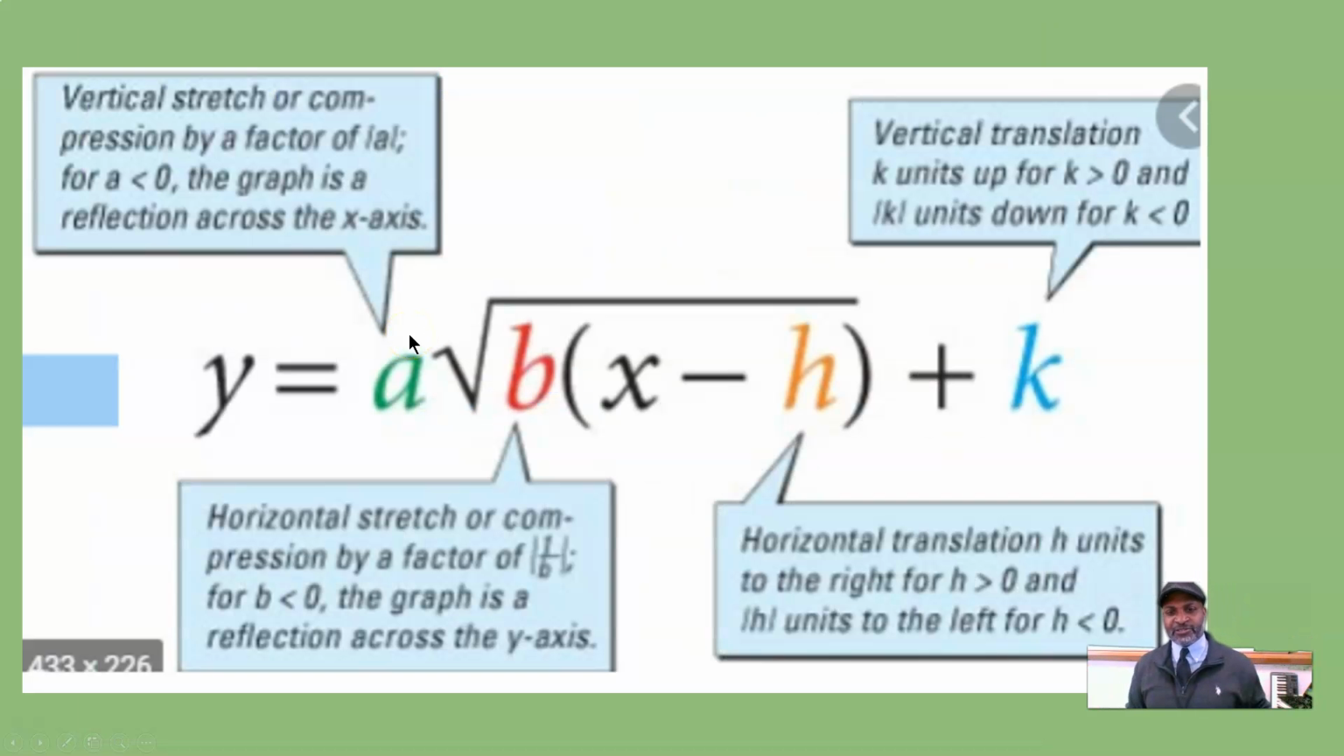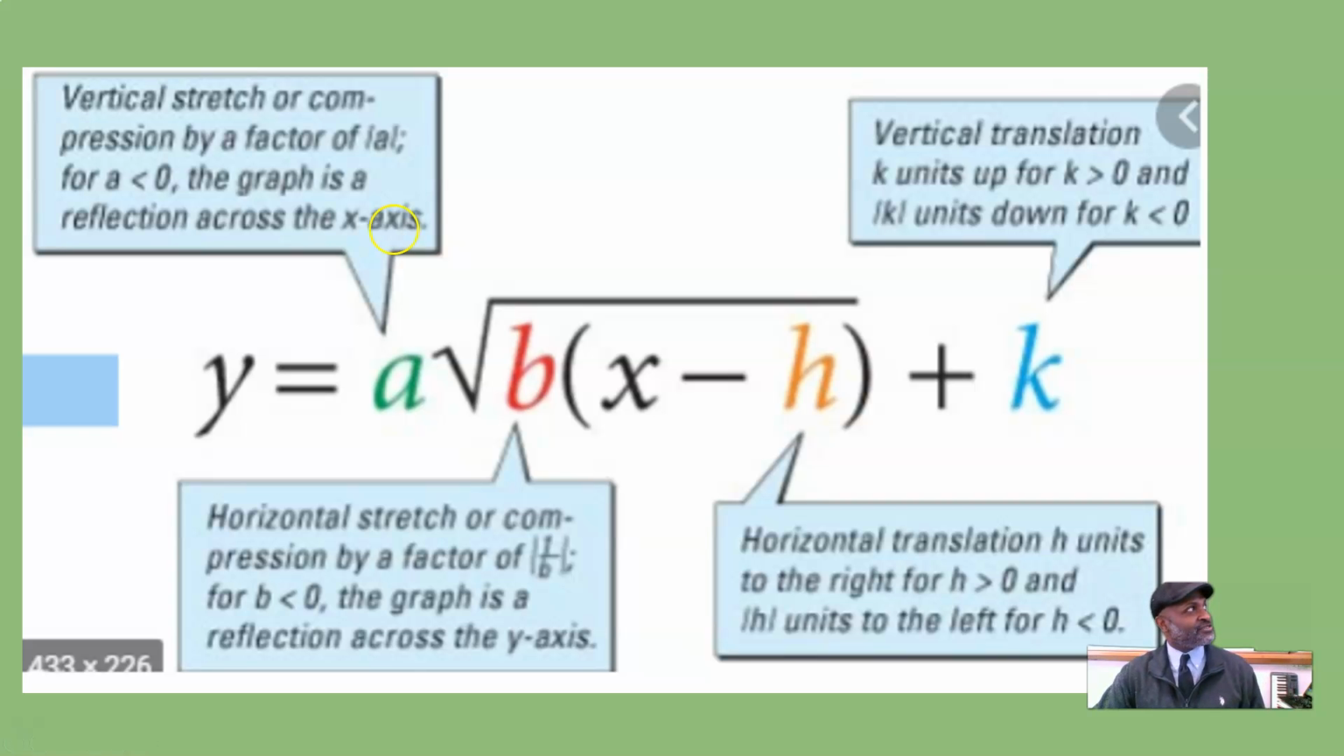Now this is the most important slide. Let's look at the square root function and the parts of it as it relates to transforming. Let's look at what A controls. A controls the vertical stretch or compression by a factor of the absolute value of A. In other words, if A is a negative number, this graph reflects across the x-axis. You're going to see that.